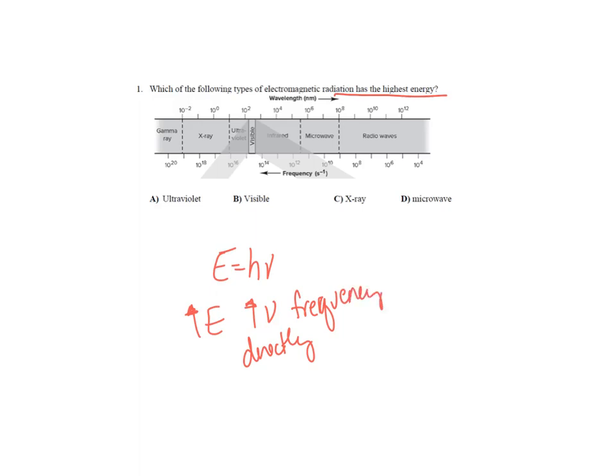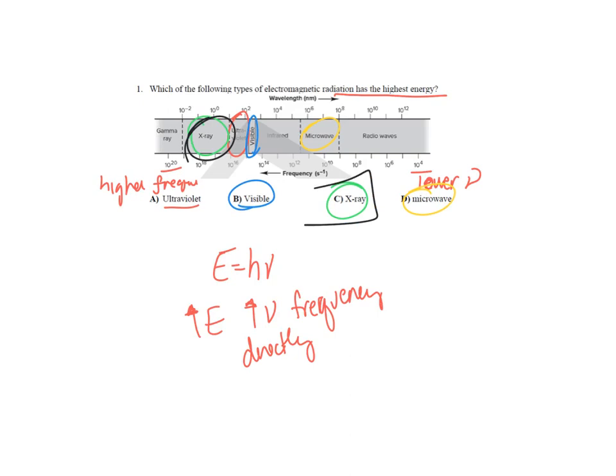And so if you look here, 10 to the 4th is a lower frequency, and 10 to the 20th power would be a higher frequency. And this is showing you here. So ultraviolet is right here. Visible is right here. X-ray is right here. And microwave is here. So the answer for this question would be the X-ray, C.